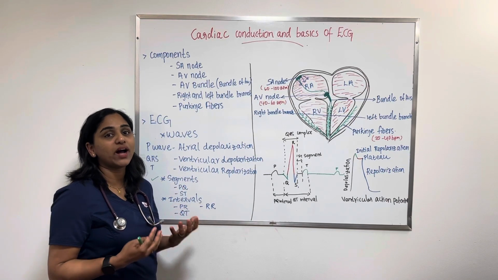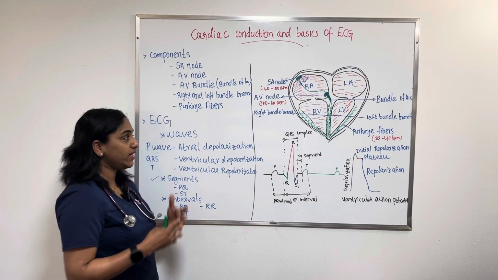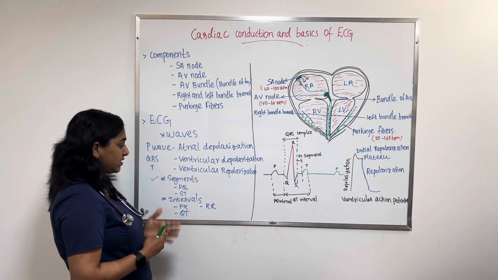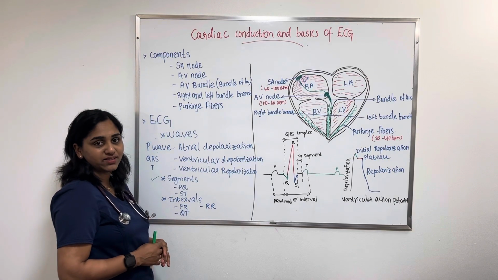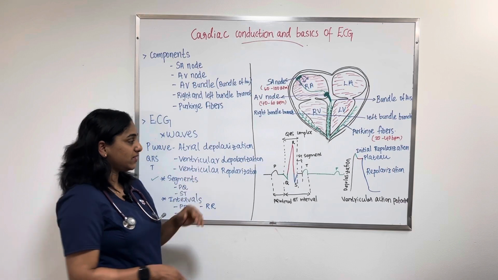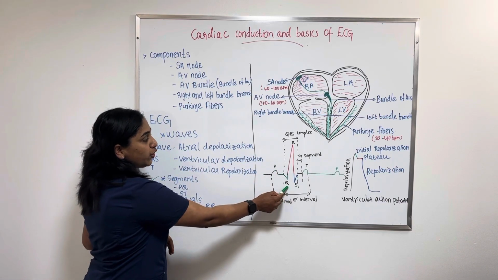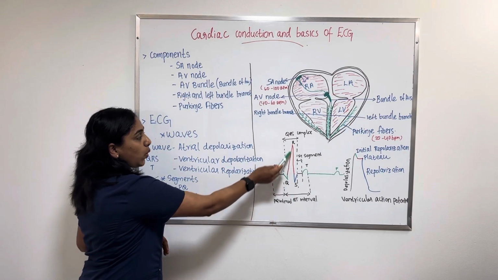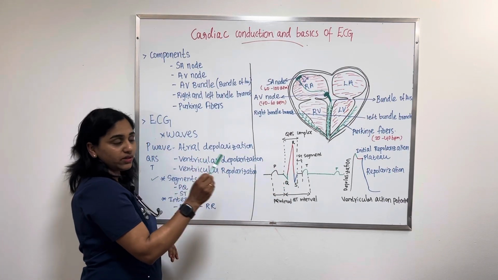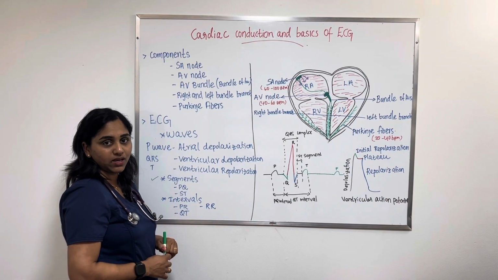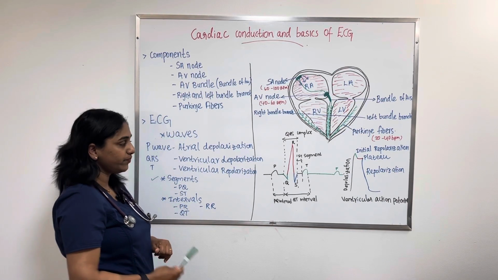It is called electrocardiogram. So in the ECG, we have mainly waves, segments and intervals. Waves, there will be mainly five waves: P wave, Q, R, S, and T wave. The QRS waves form a complex, it is called QRS complex. So let's see one by one.